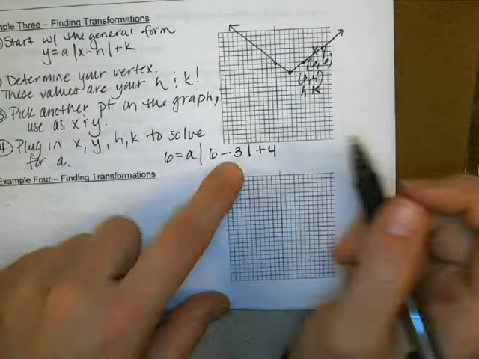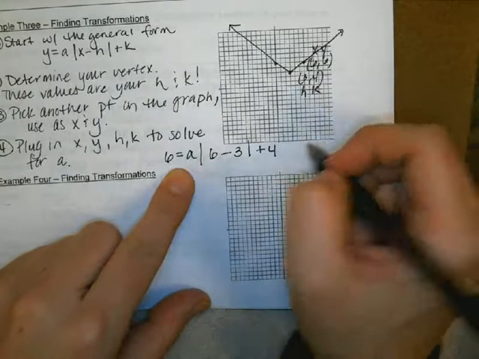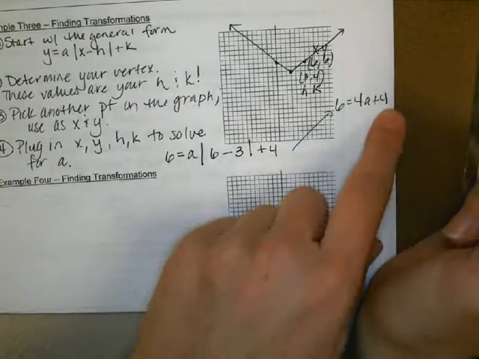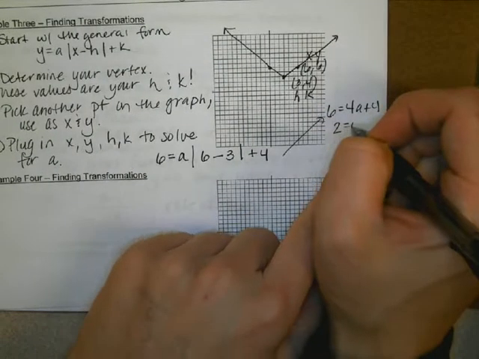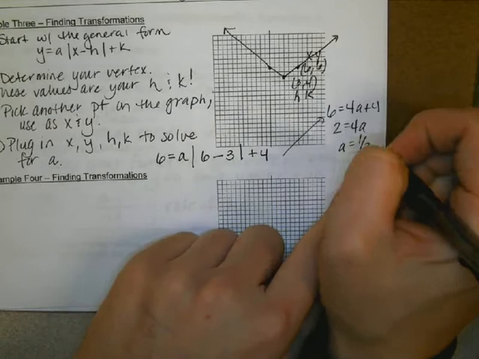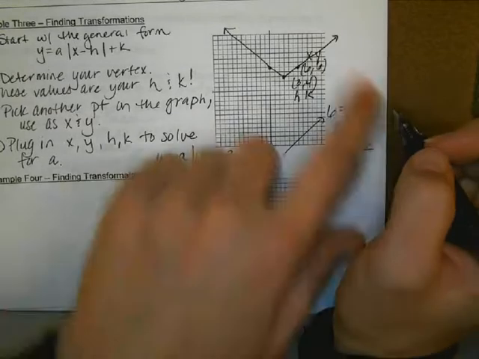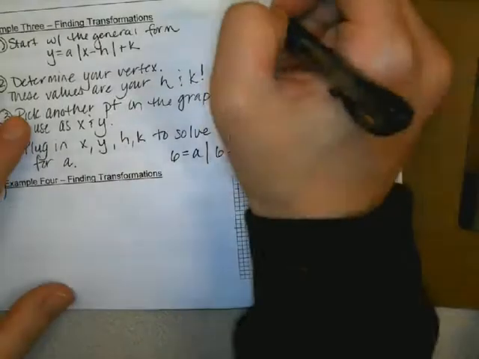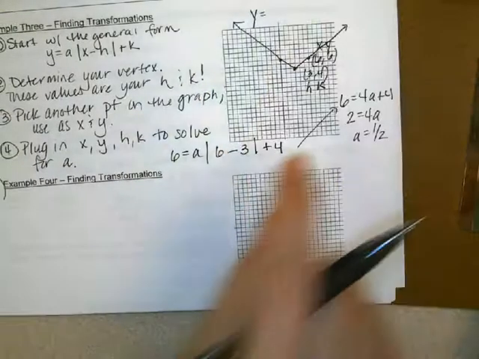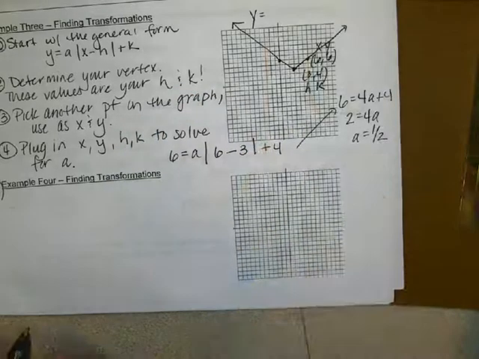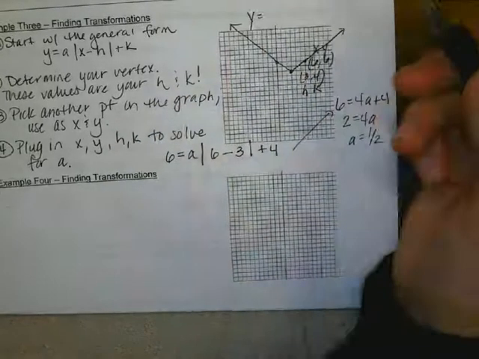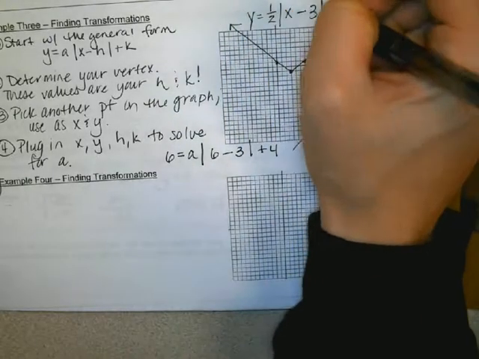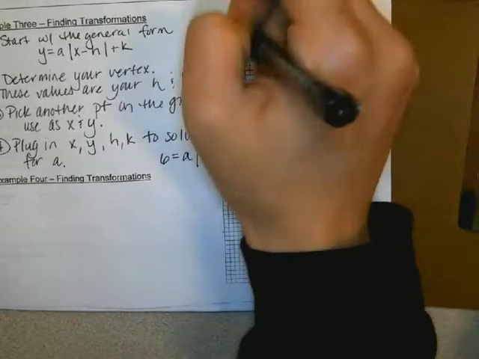Then we simplify. So 6 minus 3 gives me 3, so that's 6 equals 3a plus 4. And then I'm going to subtract 4 from both sides, and a ends up being 2/3. So the equation of this line, I have my a value and I have my h and my k. When you write your equation, you write it with just h, k, and a plugged in because you want the y and the x to stay so that it represents every point on your line.